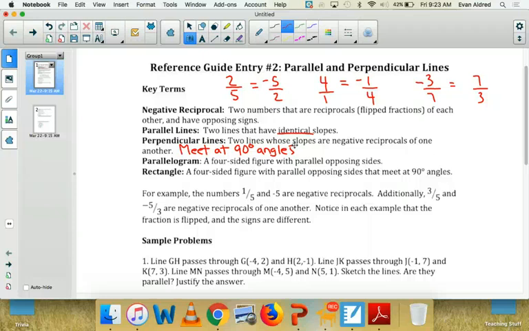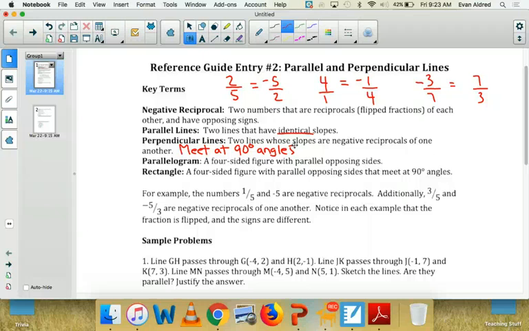Now the last 2 definitions are shapes. And you've seen shapes before. You know what these shapes are. But we'll be doing some work that incorporates slope in helping us to determine which of these shapes a 4-sided figure could be. So parallelogram is your first definition. It is a 4-sided figure with parallel opposing sides. And that's it. That's the criteria that needs to be met for something to be a parallelogram. So the top must be parallel with the bottom. The right must be parallel with the left.